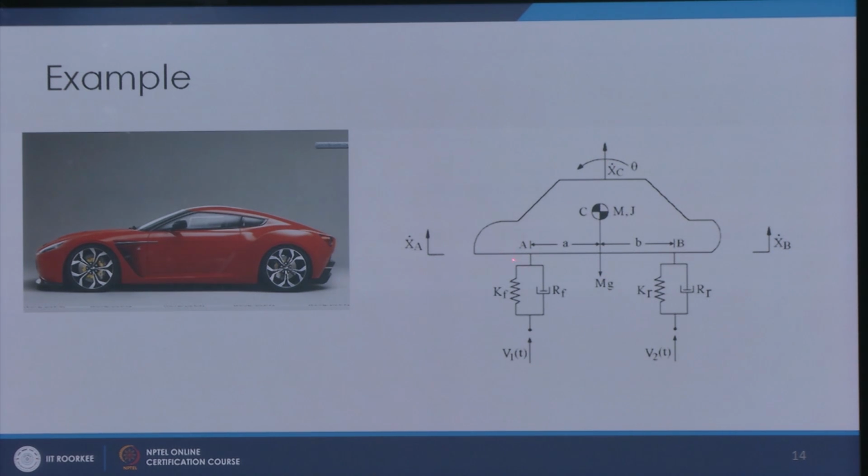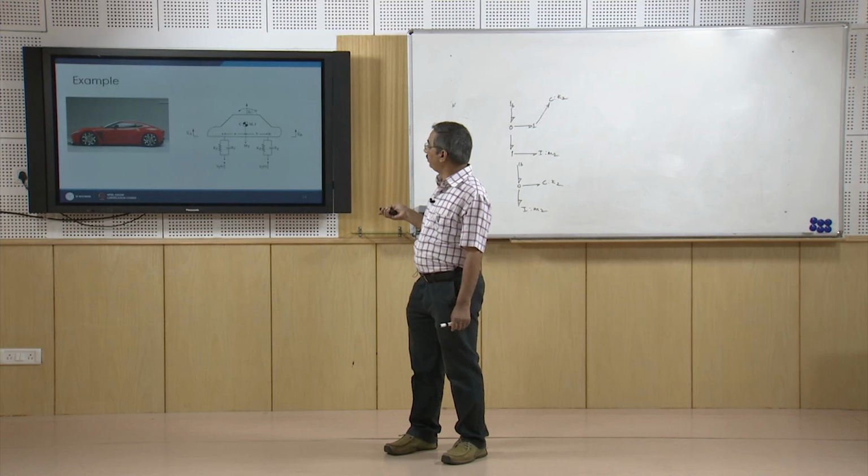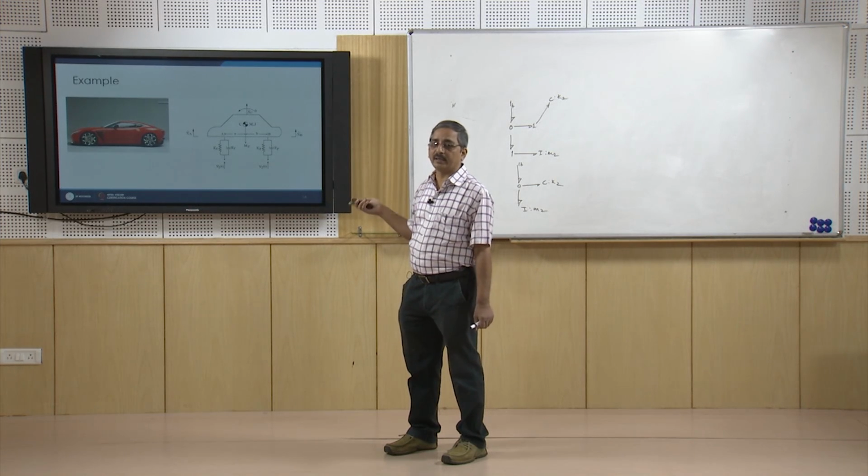The front suspension is at point A and the rear is at point B. Here the front suspension has stiffness Kf, damping Rf, likewise the rear has Kr and Rr, and they are subjected to ground excitations V1(t) and V2(t), and A is at a distance a from the CG and B is at a distance b from the CG, and mg is the weight of the vehicle. So, now I want to model the vertical dynamics of this car. Let us see how we can do it using the velocity method of flow map.